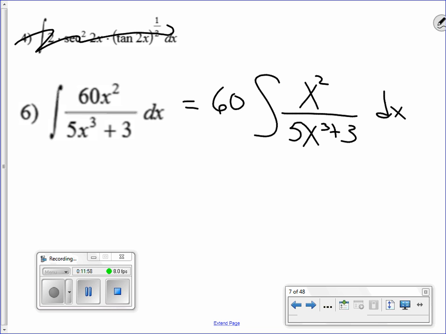So, what do you want to make U? The bottom, right? So, U equals 5x cubed plus 3. What's the next thing I need to find? DU. Very good. DU is the key to your success.